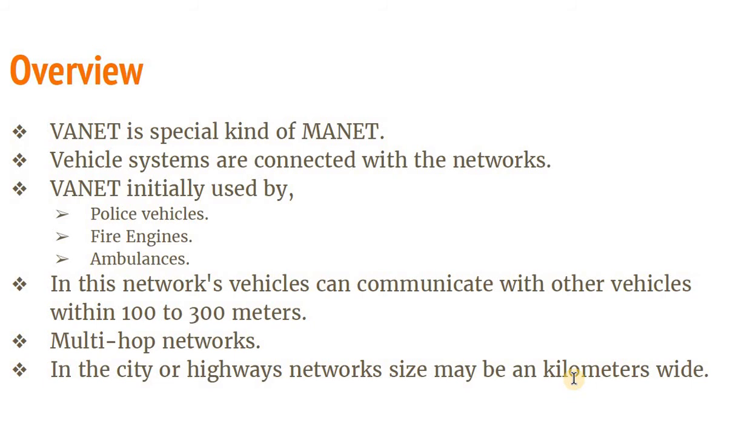So VANET was initially used by the police vehicles, fire and the ambulances also, and nowadays there is a smart car launch in the smart city. So this is one of the examples of the VANET, in which the cars can communicate with the internet directly and send and transmit the data to any other nodes.